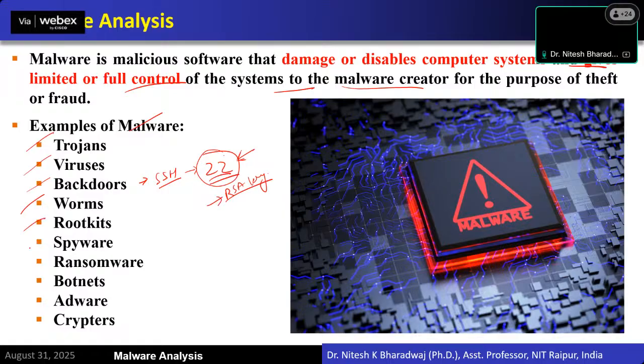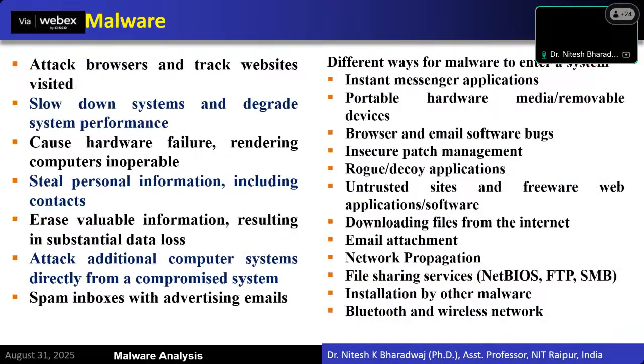We have rootkits, spyware, ransomware. Now ransomware as a service is working. Then botnets, adware, and cryptors in this crypto world. If we talk about cryptors, in crypto, like cryptocurrency, we have many things. I'll be coming back to that. I'll cover that in detail.